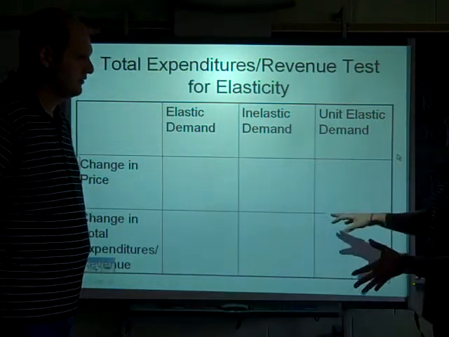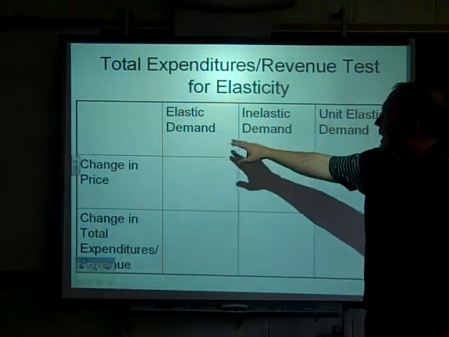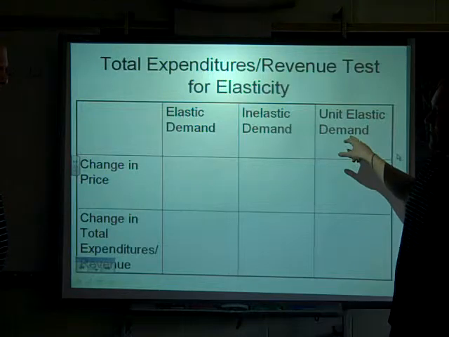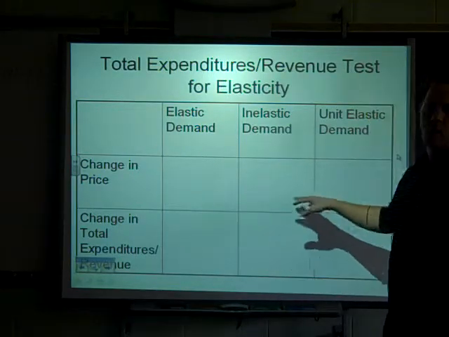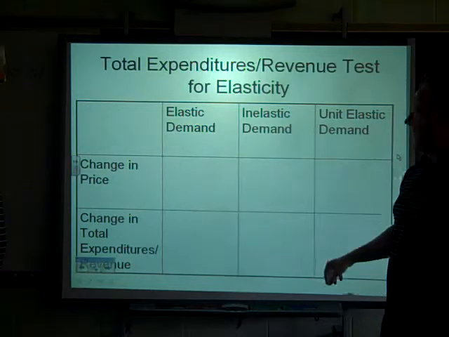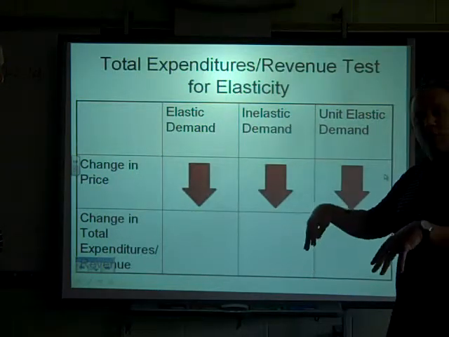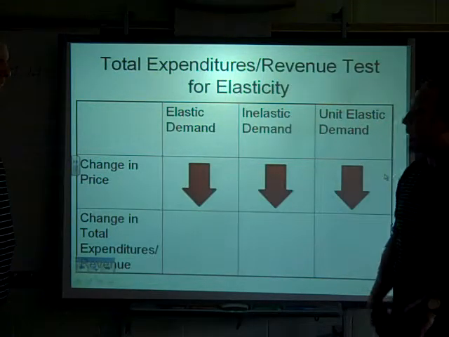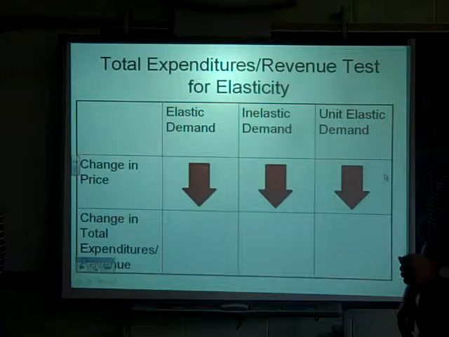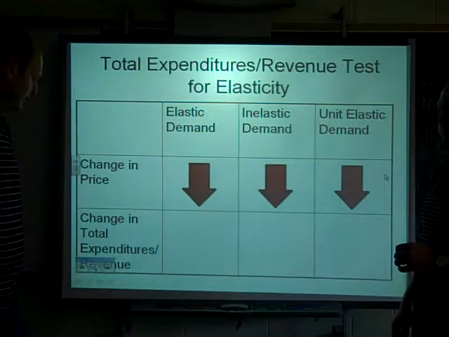So if you look here, we have this matrix where on the top we have elastic, inelastic, or unit elastic. And then we're going to be looking at a change in price, which is simply an upward or downward change. For our purposes today, they're all going to be downward changes. So every price that we're going to look at, we're going to start at a high price and move down to a lower price. Well, what you're telling me, Mr. Banis, is that we could have to work with a problem that has an upward change in price. Absolutely. And the principles are exactly the same.